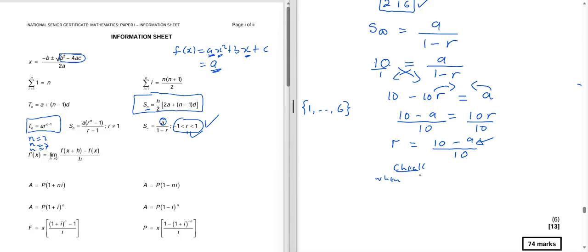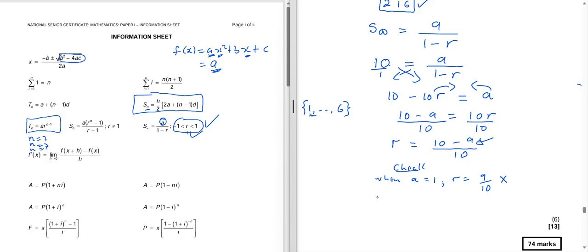Let's say you have rolled your dice and you get your A as 1. What does that mean? It means that your ratio is supposed to be 10 minus 1, which is 9 over 10. Can 9 over 10 be expressed in terms of all the terms from 1 to 6 in any way to form a ratio of 9 over 10? There is no way it can be expressed as this. So when A equals 1, we will fail the test when you want to find a series that will converge to 10. So this one will fail.